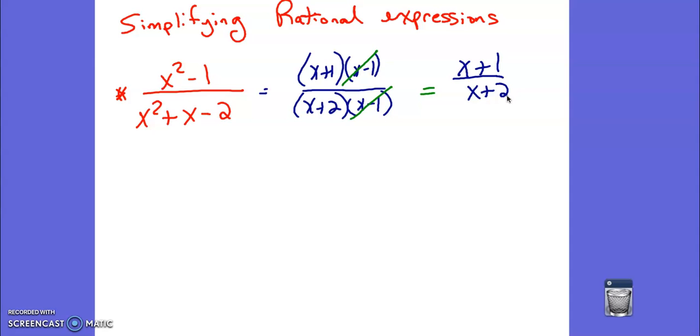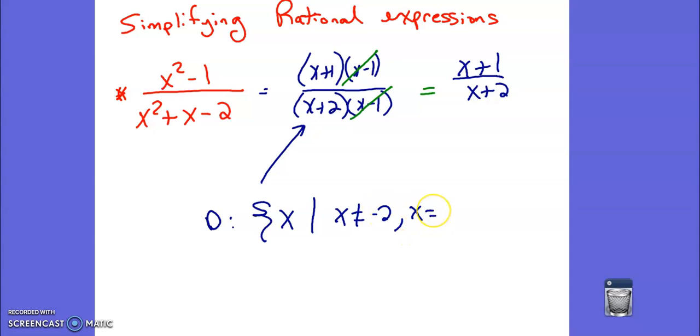Now, by the way, just talking about the domain, you have to look at the original problem. And so the domain is, you have to find the domain of this. If I ask you to find the domain of that, you would say x cannot equal negative 2, and x cannot equal positive 1. If you look at just the final answer, it looks like x cannot equal just negative 2, but you have to look at the original problem, because if I try to plug in positive 1, it would not work. So you have to look at the original problem to find the domain.